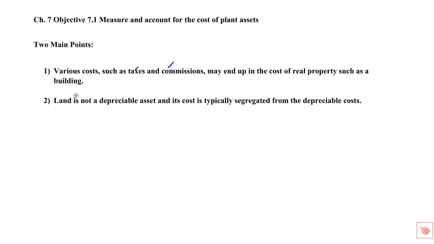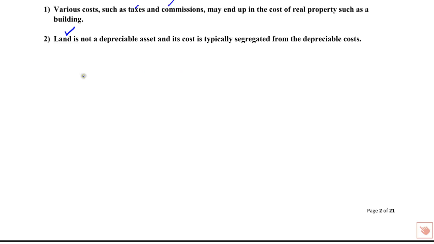Also, the other thing is that land is not a depreciable asset. And as such, when you buy property with land, you usually have to separate out the part of the cost associated with the land versus the part of the cost associated with the building. That becomes very important because the land is never expensed.